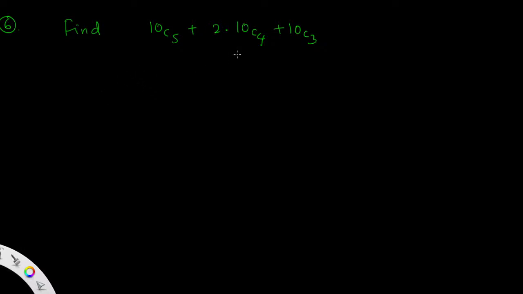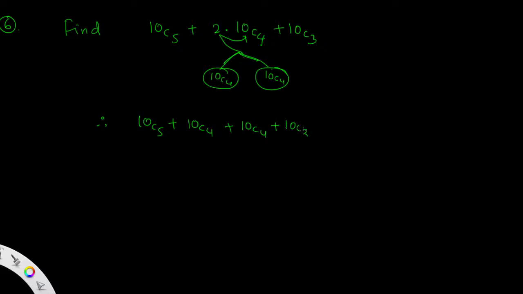Now split this as 2 times: one 10C4 and another 10C4. So 2 times 10C4 can be written as one 10C4 plus another 10C4. Therefore 10C5 plus 10C4 plus another 10C4 plus 10C3. Now regrouping this value with this value, and this value with this value.